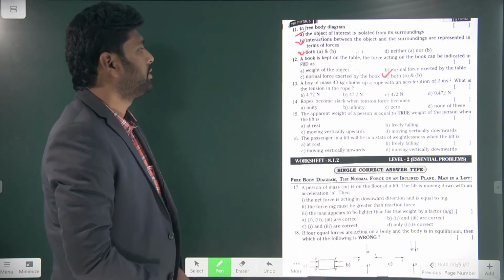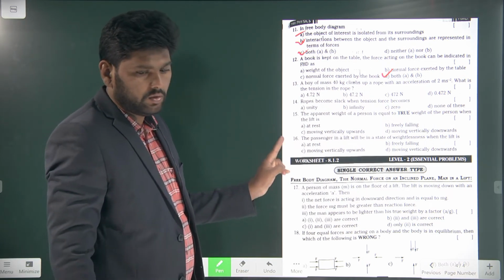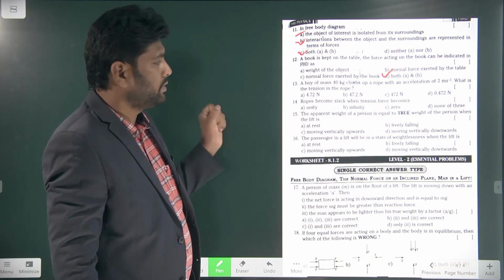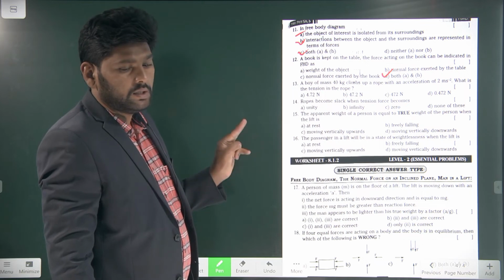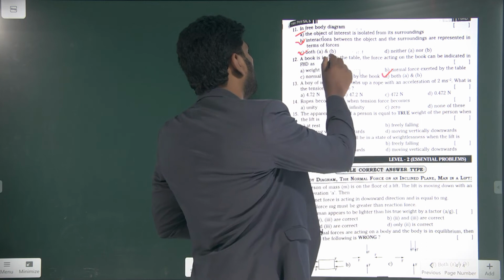Force acting on the book. They are asking only about the force acting on the book. How many forces will act on the book? Two forces will act on the book. One is the weight of the book. One more is the normal force exerted by the table. These two forces are acting on the book. So this is your answer.